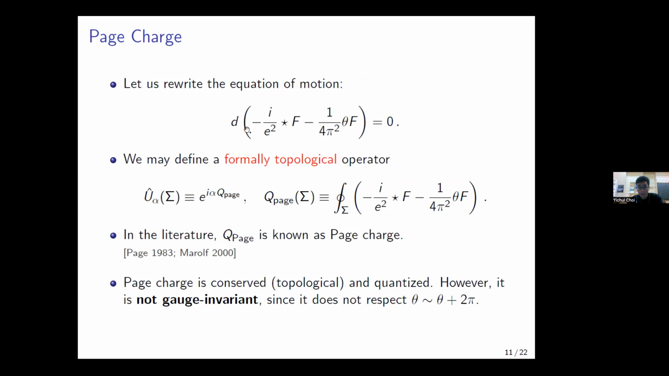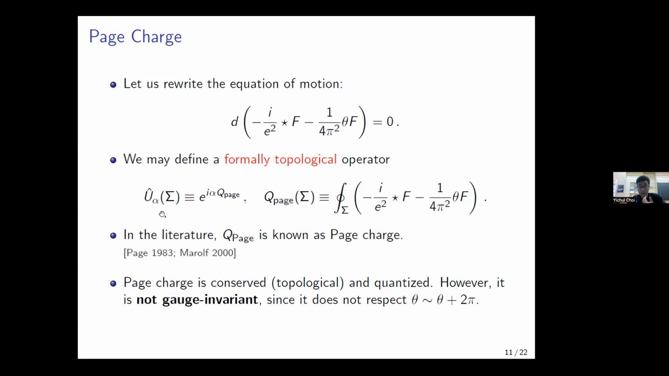So let me rewrite the equation of motion in the following way. Now you see that this new quantity inside the parenthesis is divergence-free. So using this, I can define a new surface integral, which I denote as Q sub h, given by this expression. This new quantity is usually referred to as the Page charge. If you look at the expression, the first term is the usual electric flux, and the second term is there to cancel the Witten effect, essentially. This new charge is formally conserved.